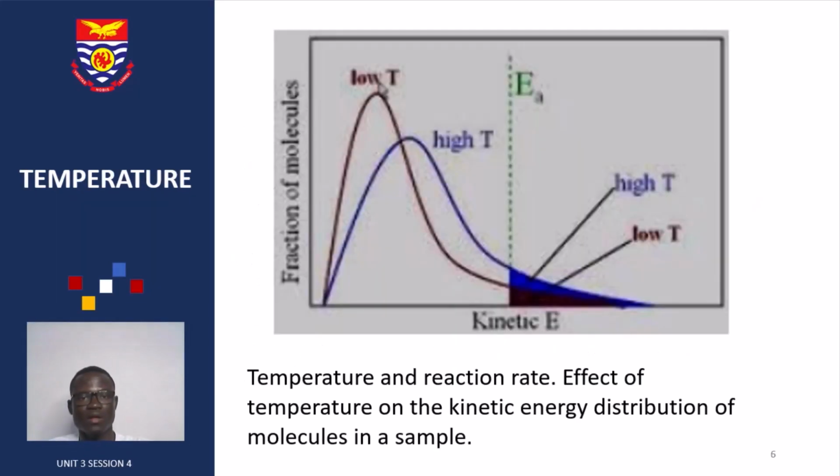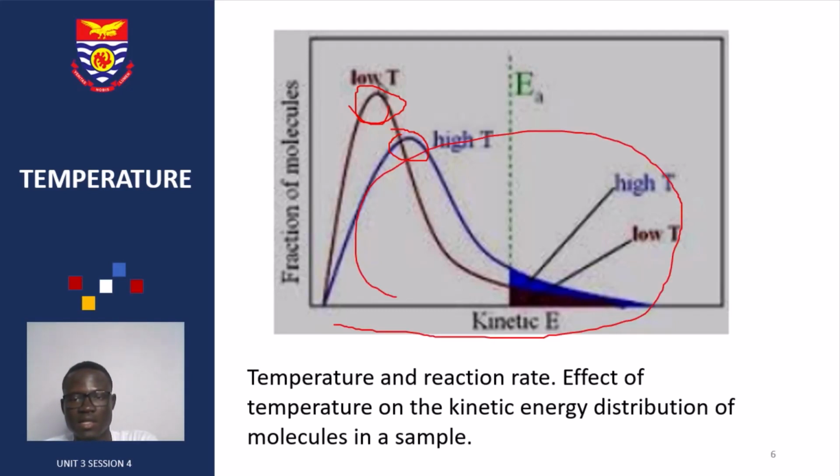Now, if you look at this particular diagram, you realize that this is at lower temperature. This is where the reaction should actually take place. However, when the temperature increases, it increases the kinetic energy, which lowers the energy barrier for the reaction to take place. So basically, for temperature and reaction rate, we have the effect of temperature on the kinetic energy distribution of molecules in a sample. This is a typical diagram illustrating that at lower temperature, this is where the reaction would have occurred. At higher temperature, this is where the reaction would have occurred.